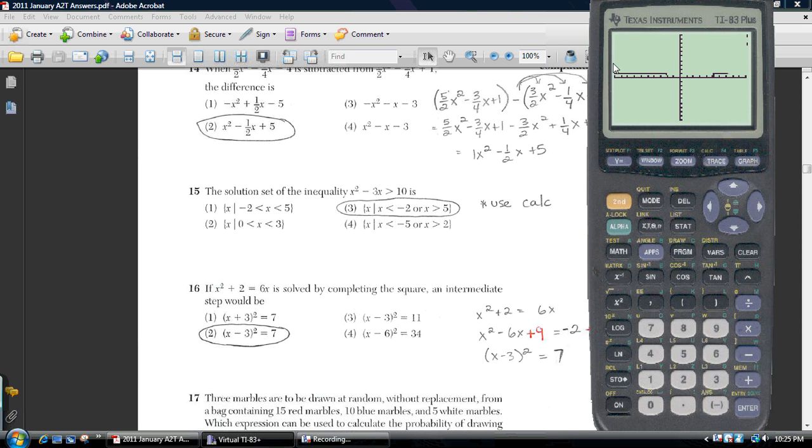Now, this is the solution set. So check it out. x has to be less than negative 2, and x has to be greater than 5. 1, 2, 3, 4, 5. Yep, right there.